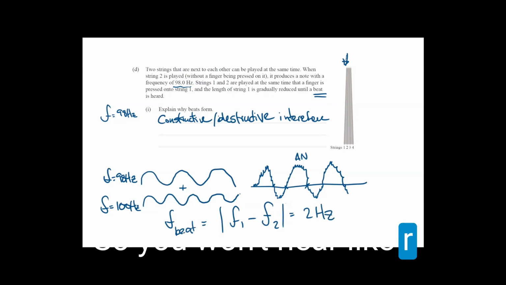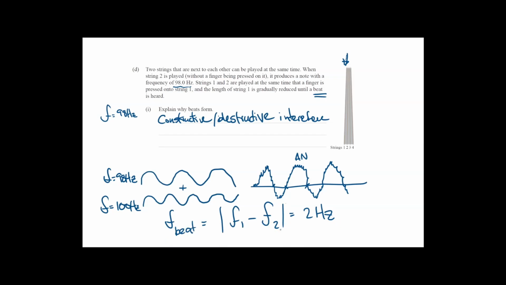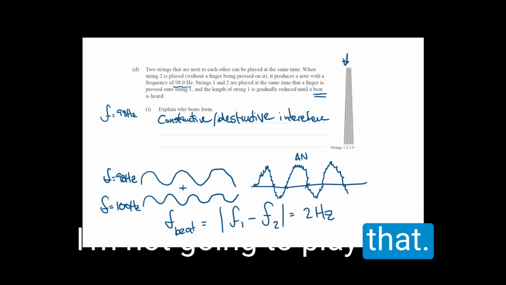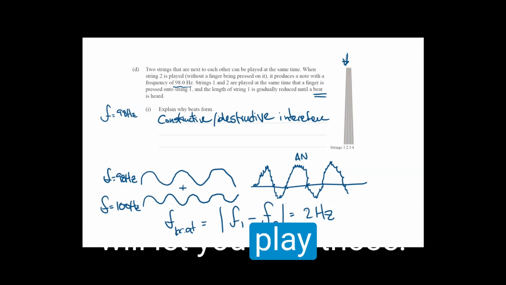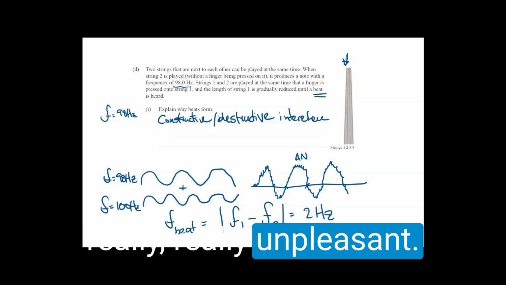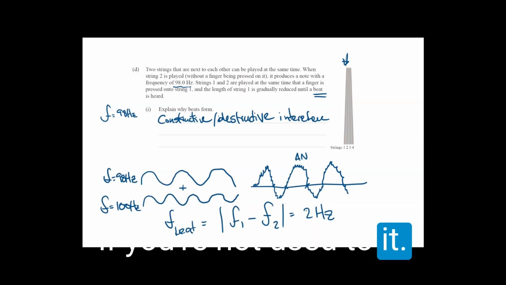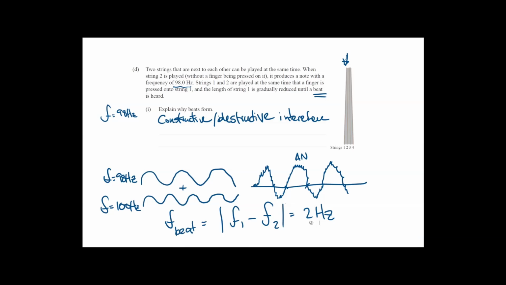So you won't hear two notes at the same time. You will hear kind of a wop wop wop wop. I'm not going to play that. I'll put a link to some software that will let you play those. The reason I'm not going to have it is because it would probably sound really unpleasant, if you're not used to it. So just note that when the two are added together, they make sort of one super note.